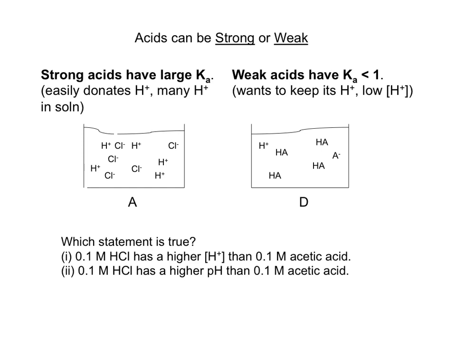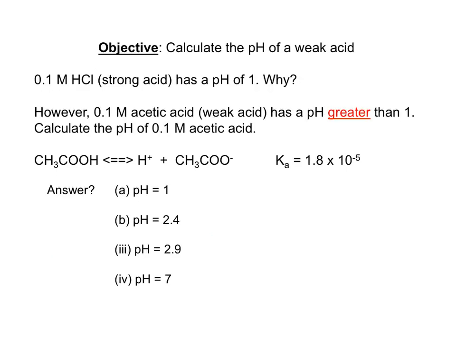Let's relate acid strength to H+ concentration and pH. So stop the video and answer this question. So the answer is 1. Remember that higher H+ concentration means lower pH. If you have a strong acid and weak acid of the same concentration, it turns out that the weak acid will have a higher pH.